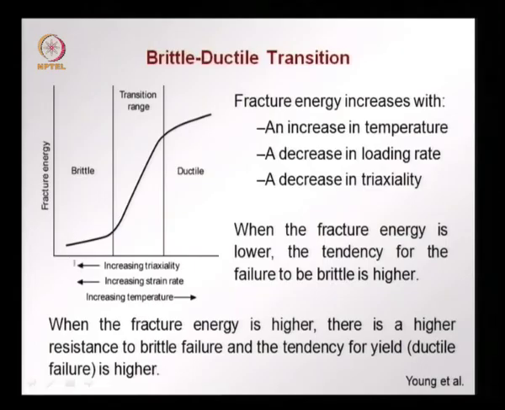This was like in the case of the bridge that we saw from Milwaukee, where there was higher triaxiality leading to a brittle type of failure even though the material is characteristically ductile. So, this is something interesting that you should remember, what causes a brittle to ductile transition and how it can be related to the fracture energy. Whenever the fracture energy is lower, the tendency for brittle failure is higher. When the fracture energy is high, you can have more of yield type failure, ductile failure rather than brittle failure.